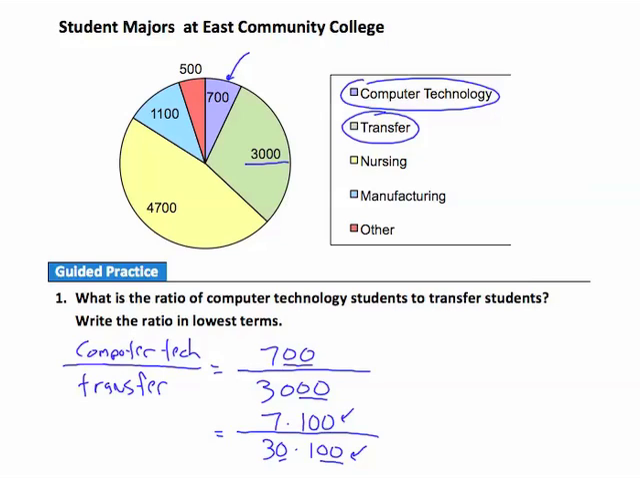And now you see that I've got a common factor of 100 I can divide out of both the numerator and denominator. So I divide that factor of 100 out, and I get 7/30ths, and that's in simplest form. So the ratio of computer tech students to transfer students is 7:30.